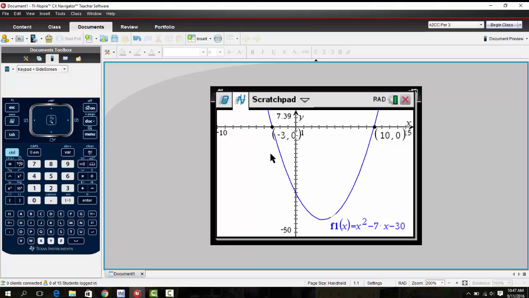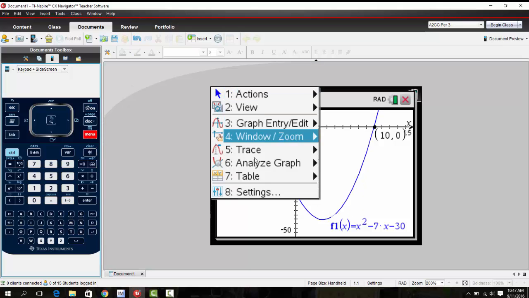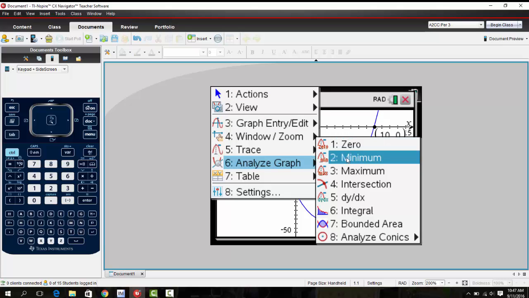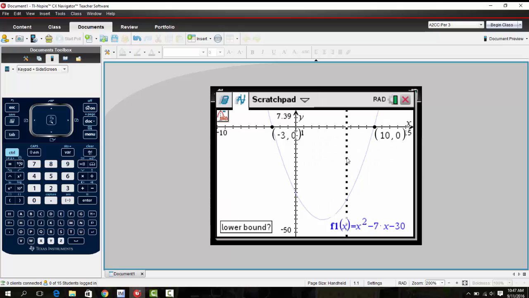Just for the sake of reviewing how to use your Inspire, we can also find the vertex or turning point of this graph. It's a minimum, so I can go to Menu, Analyze, Minimum, and just like with a zero, you need to choose a lower boundary and then an upper boundary, and it labels your minimum point for you.